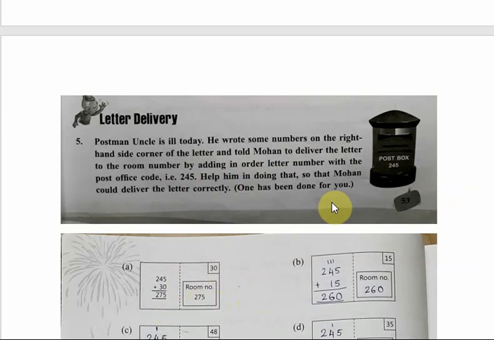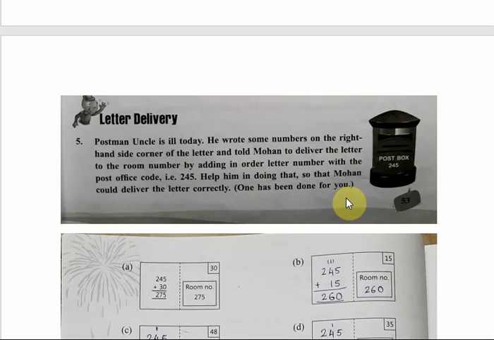Okay, so we have to help him in doing that so that Mohan could deliver the letter correctly. So what we have to do is we have to help Mohan in finding out the room numbers. So how can the room number be found out? It is by adding the post office code with the number given on the right hand top corner of the letter. Okay, so what is the post office code?